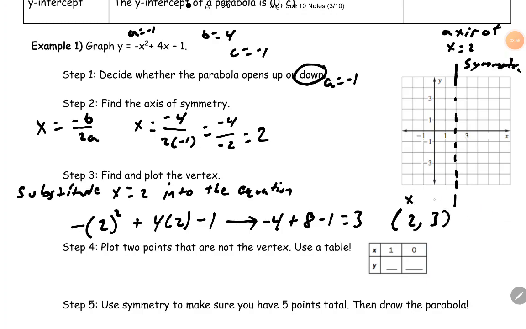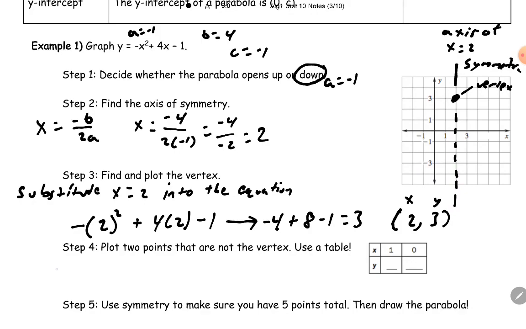Okay, this is my x, this is my y. So we're going to go ahead and plot that. 2, 3, so right here. This is the vertex, and we know it's opening down. Okay, so now we got to plot 2 points that are not on the vertex. So I usually choose 2 points that are next to the vertex. So 1 and 0 is good. So I could use 3 and 4 or 1 and 0 because it'll be symmetrical. So 1 and 0. Here we go.